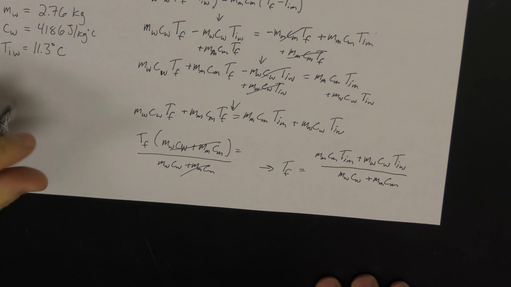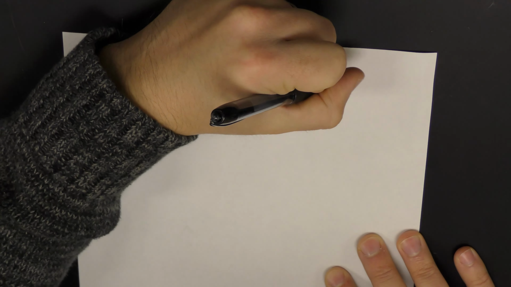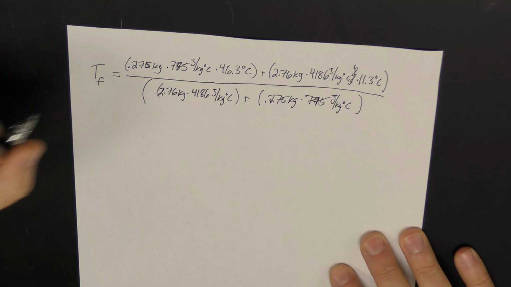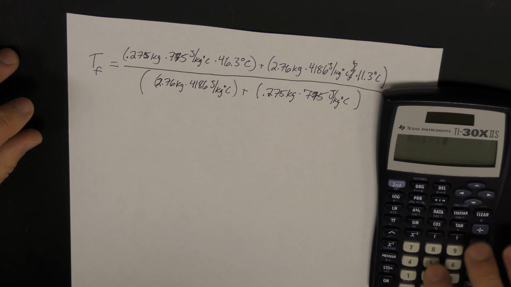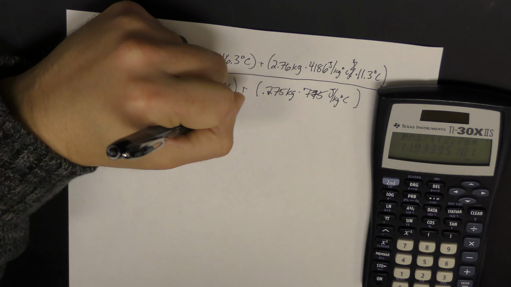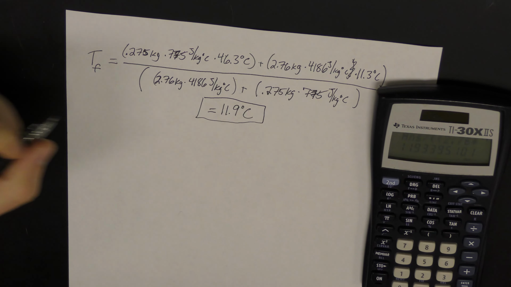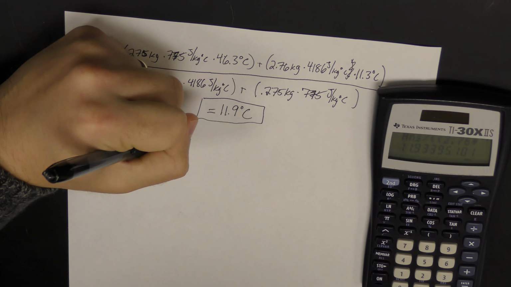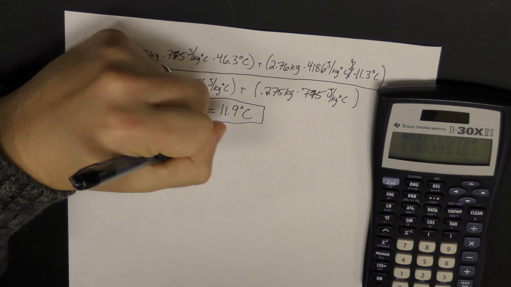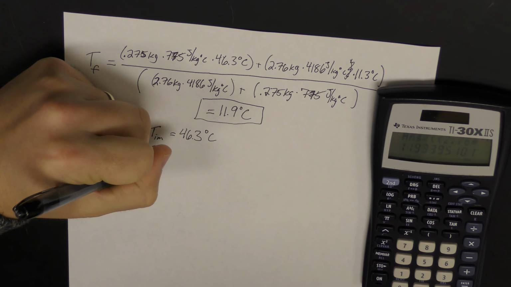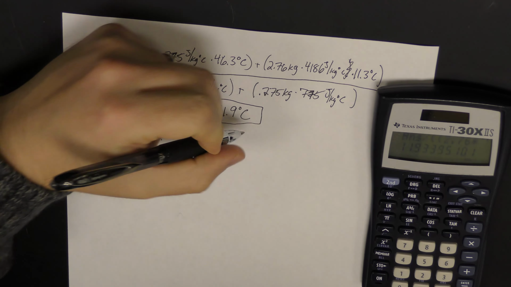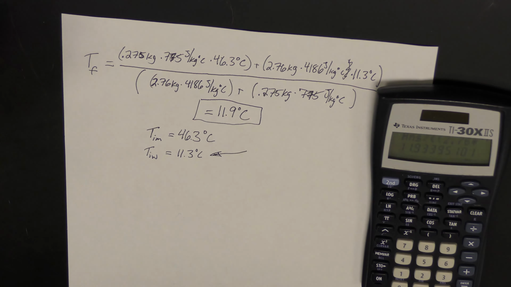So if we plug in our numbers to that, it's going to give us a value for the final temperature of this system. And now one of the things we're going to do here is check our work and make sure that we get a reasonable number. So 11.9 degrees Celsius is the answer. And if we think about what our initial values are, that has to make sense. The metal was at a really high temperature comparatively, 46.3 degrees Celsius, and the water was just a little bit colder than our final temperature, 11.3 degrees Celsius.